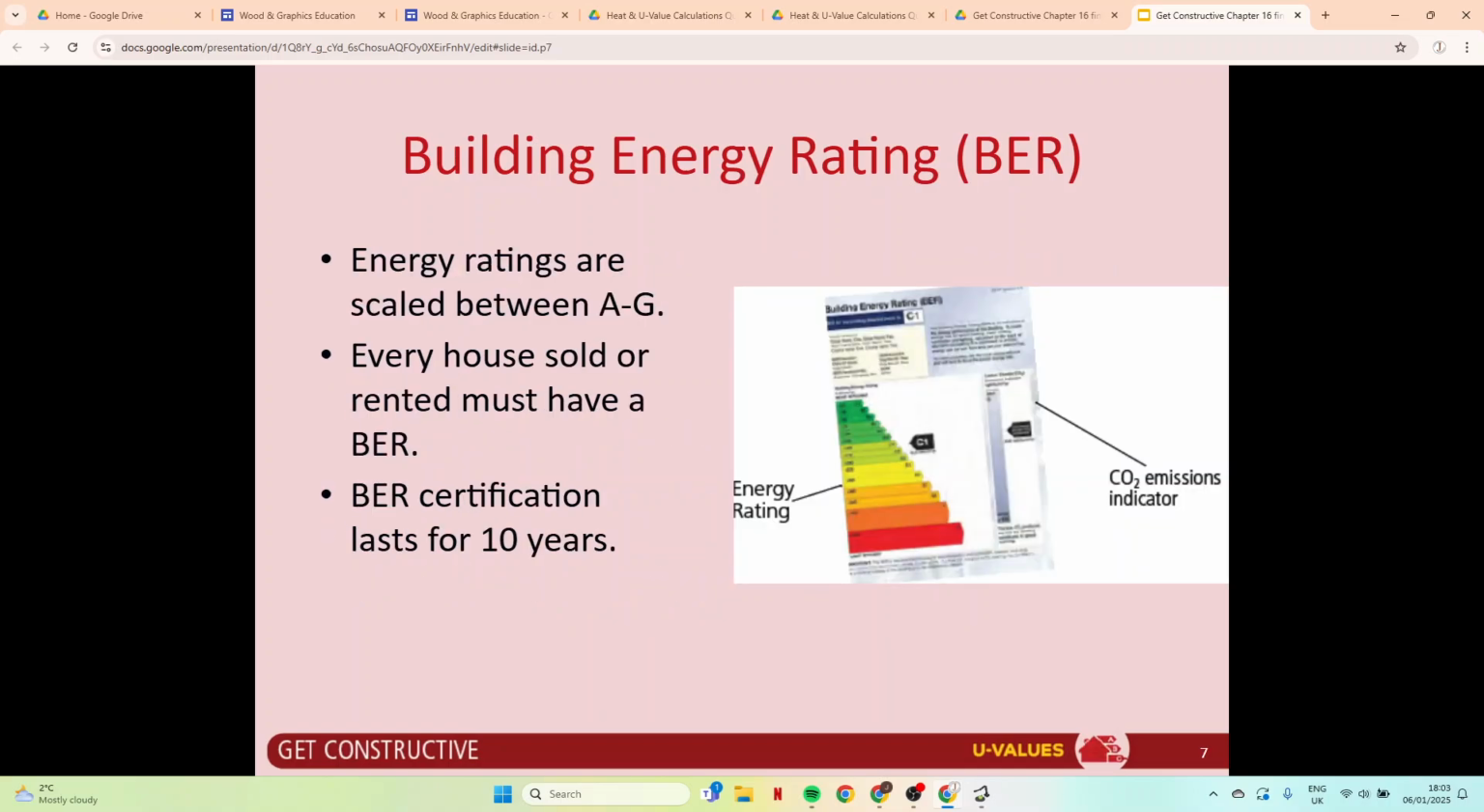BER, apologies, BER is building energy rating. Okay, so it goes between A to G, and it also has a C1, C2, C3, and so forth. It lasts for about 10 years. Every house sold or rented must have this rating. This is to ensure that the person buying or renting and living in the building knows exactly how well insulated the building is, how energy efficient it is.